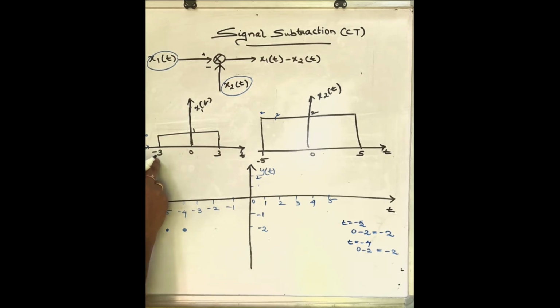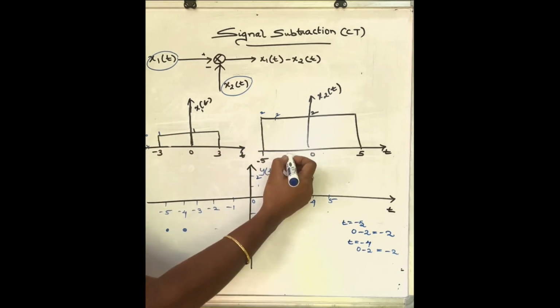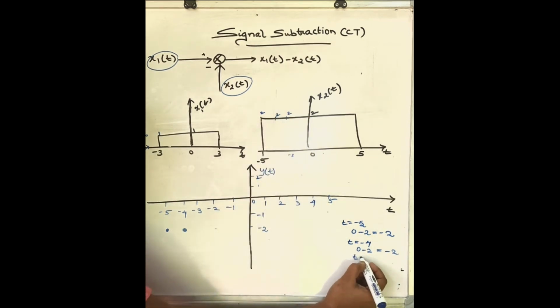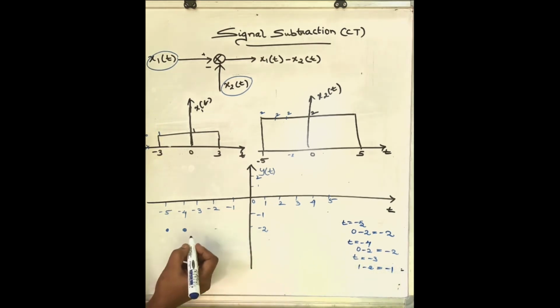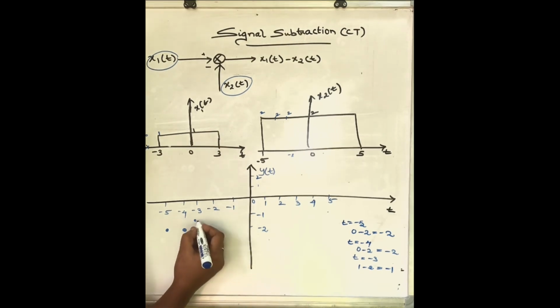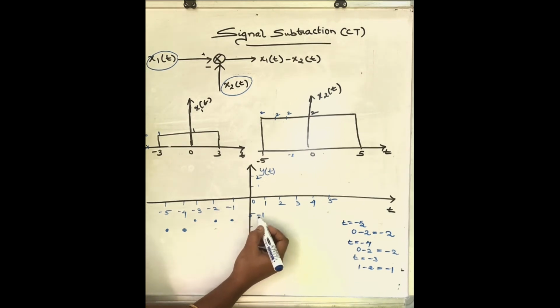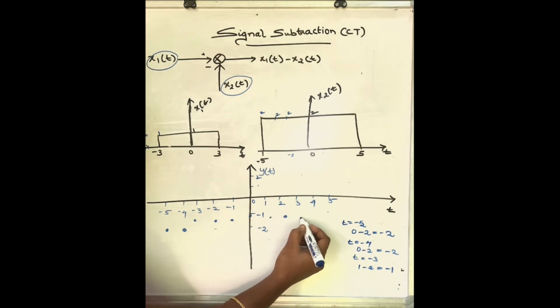Then comes minus 3. The amplitude of minus 3 is 1, whereas the amplitude of minus 3 in your second signal is 2. So at t is equal to minus 3, it is 1 minus 2, which is equal to minus 1. And again for t is equal to minus 2, it is 1 minus 1. When t is equal to minus 1, it is again 1, 1, 1.